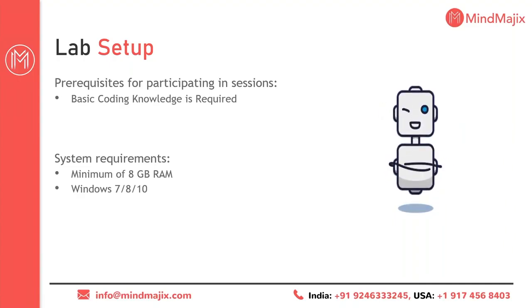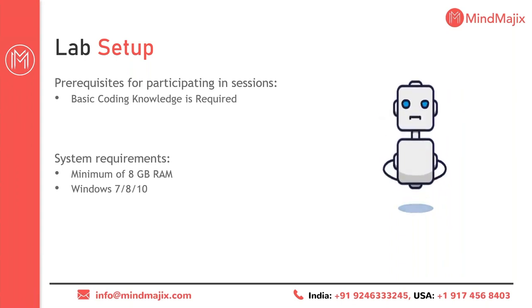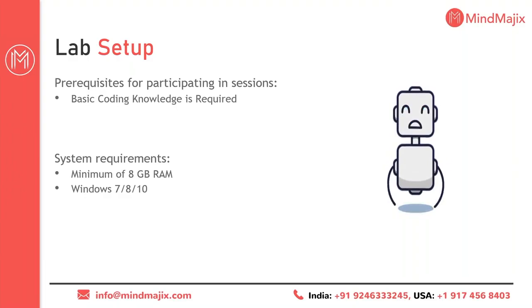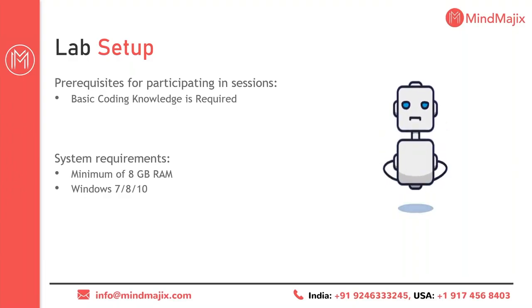And system requirement: if you want to install the IBM BPM product, which I am going to provide, your system would require a minimum of 8 GB RAM, and you can have Windows 7, 8 or 10, that doesn't matter. And if you are using Business Automation Workflow, for that you don't have to install anything. You can simply sign up for IBM Business Automation Workflow and log in.